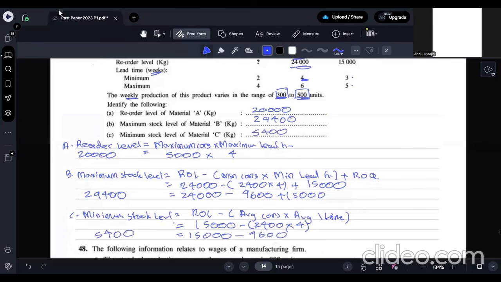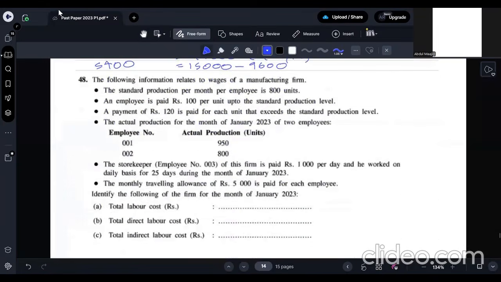5,400. Okay, then 48. The following information relates to the wage of a manufacturing firm. The standard production per month is 800 units. Employees are paid 100 per unit up to the standard. And if they produce something beyond the expected 800 units, they will be paid 120 per unit for that extra unit. So we have employee 1, employee 2, and then we have a storekeeper, employee 3.